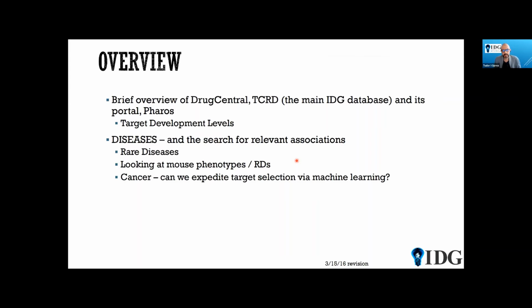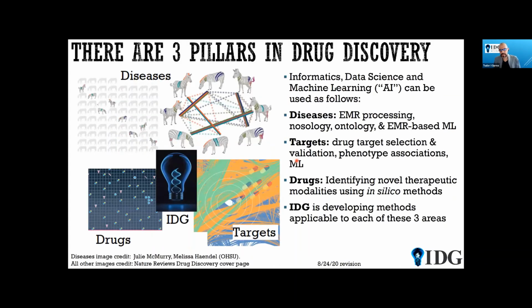Essentially, as we contemplate the use of informatics, machine learning, data science in drug discovery, there's sort of three angles one can consider: diseases, drugs, and targets. We think of these as the three pillars of IDG, of drug discovery. In principle, you can think of multiple ways and angles in which we can contribute. Specifically, I will focus on diseases and targets at this point in time.